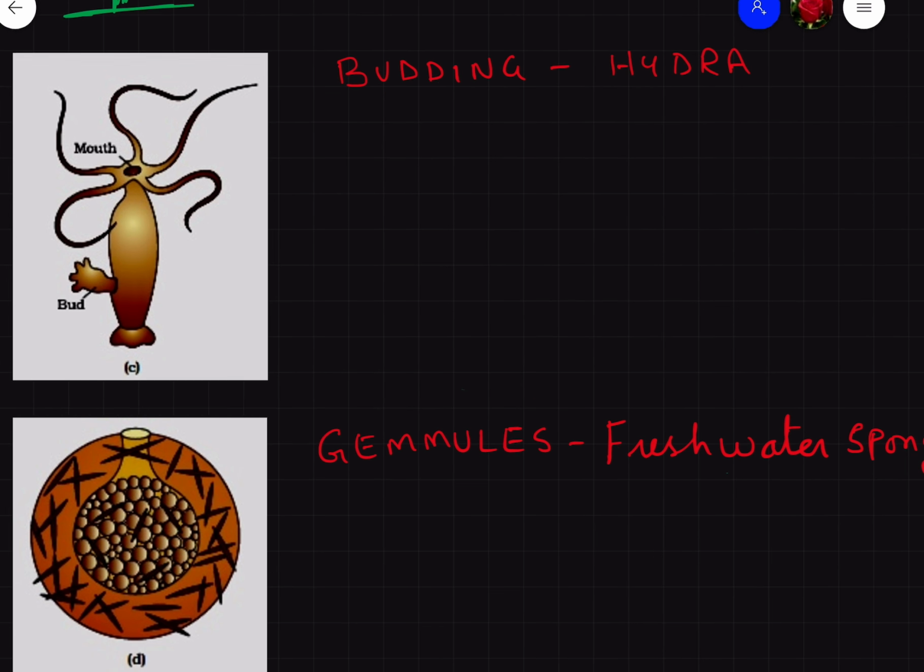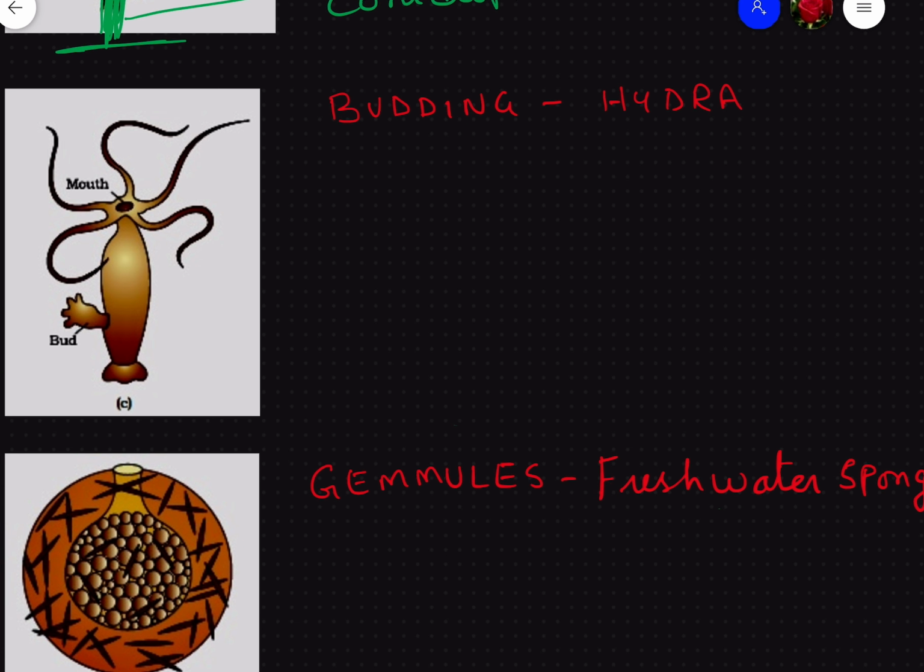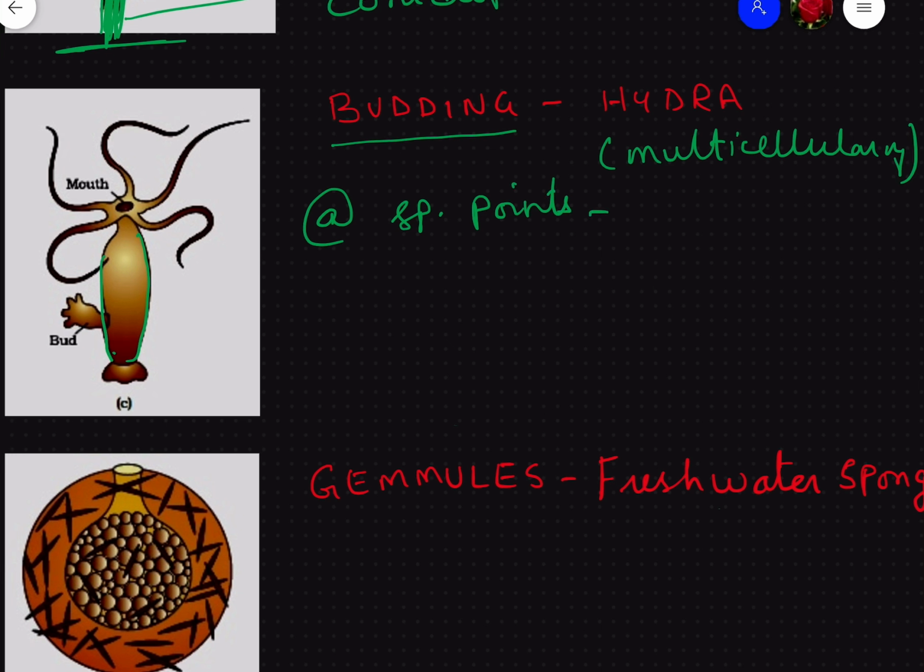Now coming to Hydra. Hydra is a type of multicellular organism. We have already learnt about budding in yeast, but the difference is that yeast is a unicellular eukaryote, while Hydra is a multicellular eukaryote. On the body of Hydra, at specific anatomical points, not everywhere, an outgrowth will appear due to cell division. This outgrowth is otherwise referred to as a bud.